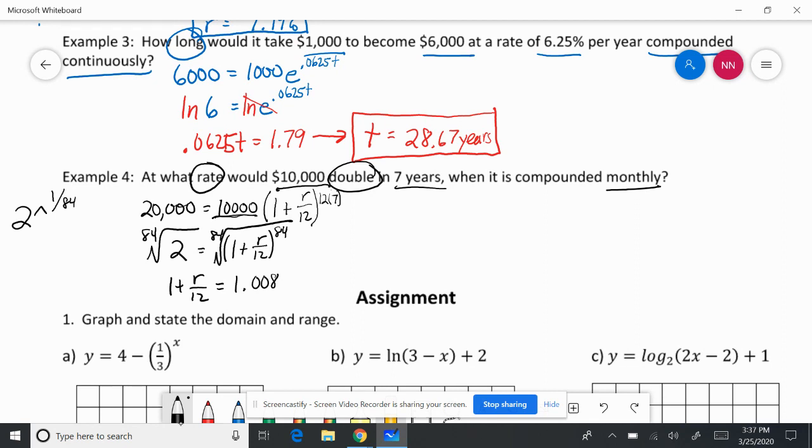First thing that I'm going to do is subtract the 1. And then the second thing I'm going to do is times it by 12. I'm going to do those 2 steps on my calculator, subtract the 1, times it by 12. And that gives me a rate of 9.94%.